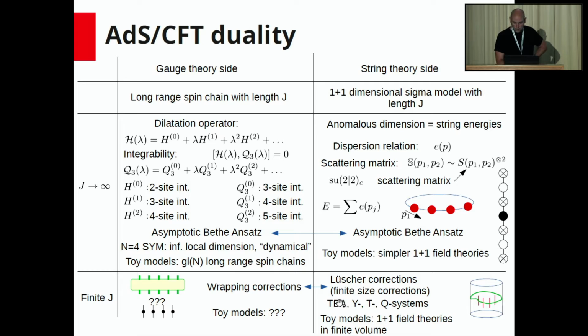And all the finite size corrections can be handled with the thermodynamic Bethe ansatz, and of course there are more sophisticated techniques based on the Y, T, and Q systems. And these methods were so successful that the investigation of the long-range spin chain stopped at the asymptotic level.